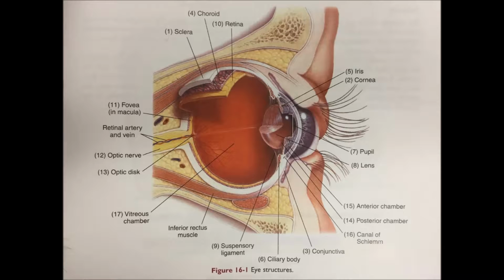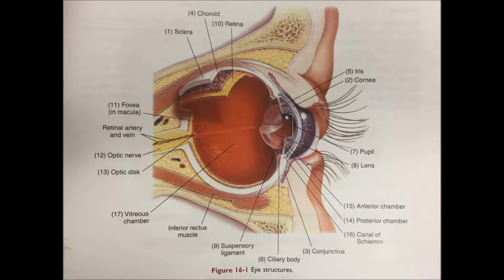The ciliary body is a circular muscle that produces aqueous humor. The aqueous humor is one of two major fluids in the eye. The aqueous humor is found in the posterior and anterior chambers of the anterior eye. This is the fluid that gives nutrients to the cornea and the lens mentioned earlier.